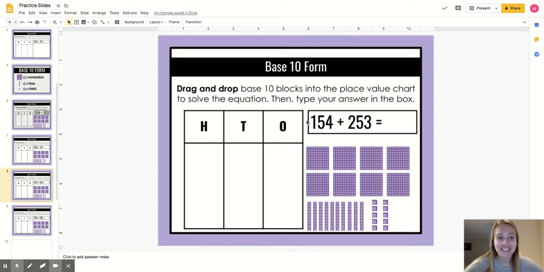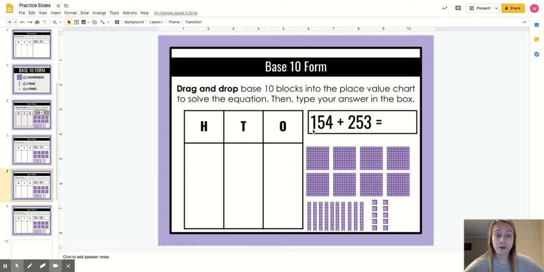Good morning. Today we're going to be practicing adding and subtracting 3-digit numbers using base 10 form. So as you can see here, I've got all my base 10 blocks ready. And remember, the first step is to build this first number with my base 10 blocks.